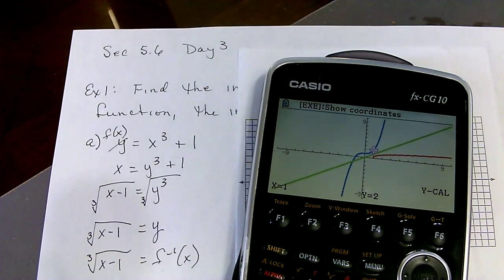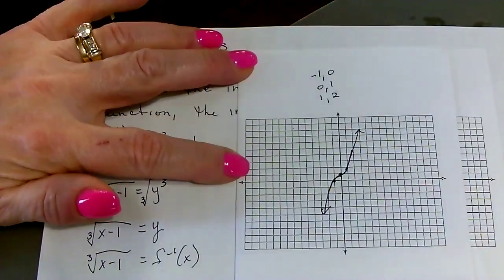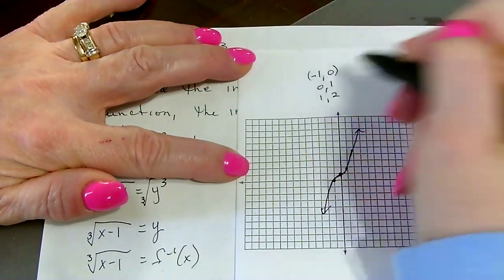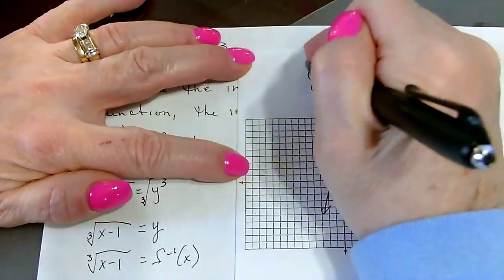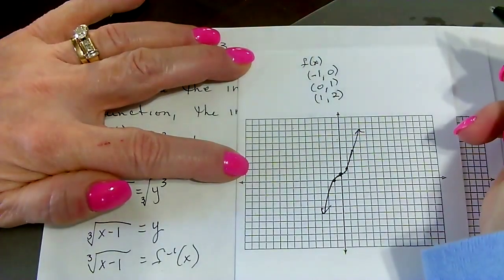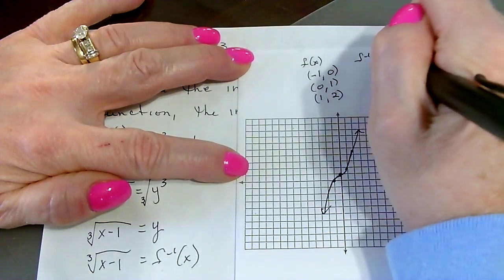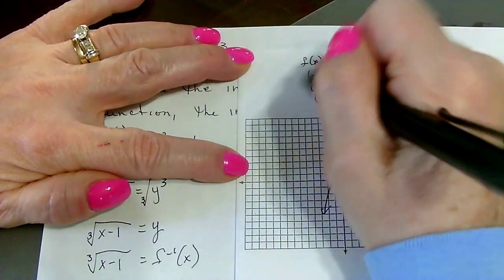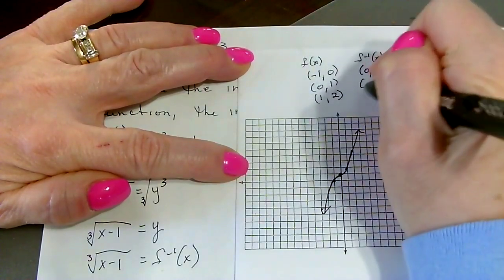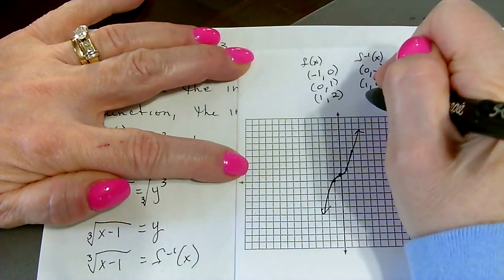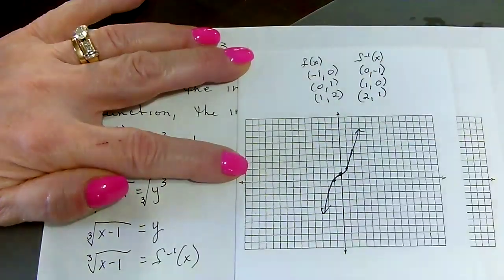Now we're going to concentrate on what happens. Because remember, when you find an inverse, y becomes x, x becomes y. So what that means is if you have this ordered pair at -1, 0, 0, 1, and 1, 2, then these were all using f of x because it was the blue graph. When you do f inverse of x, these should all flip over. So you're going to have a point at 0, -1. You're going to have a point at 1, 0. And you're going to have a point at 2, 1.